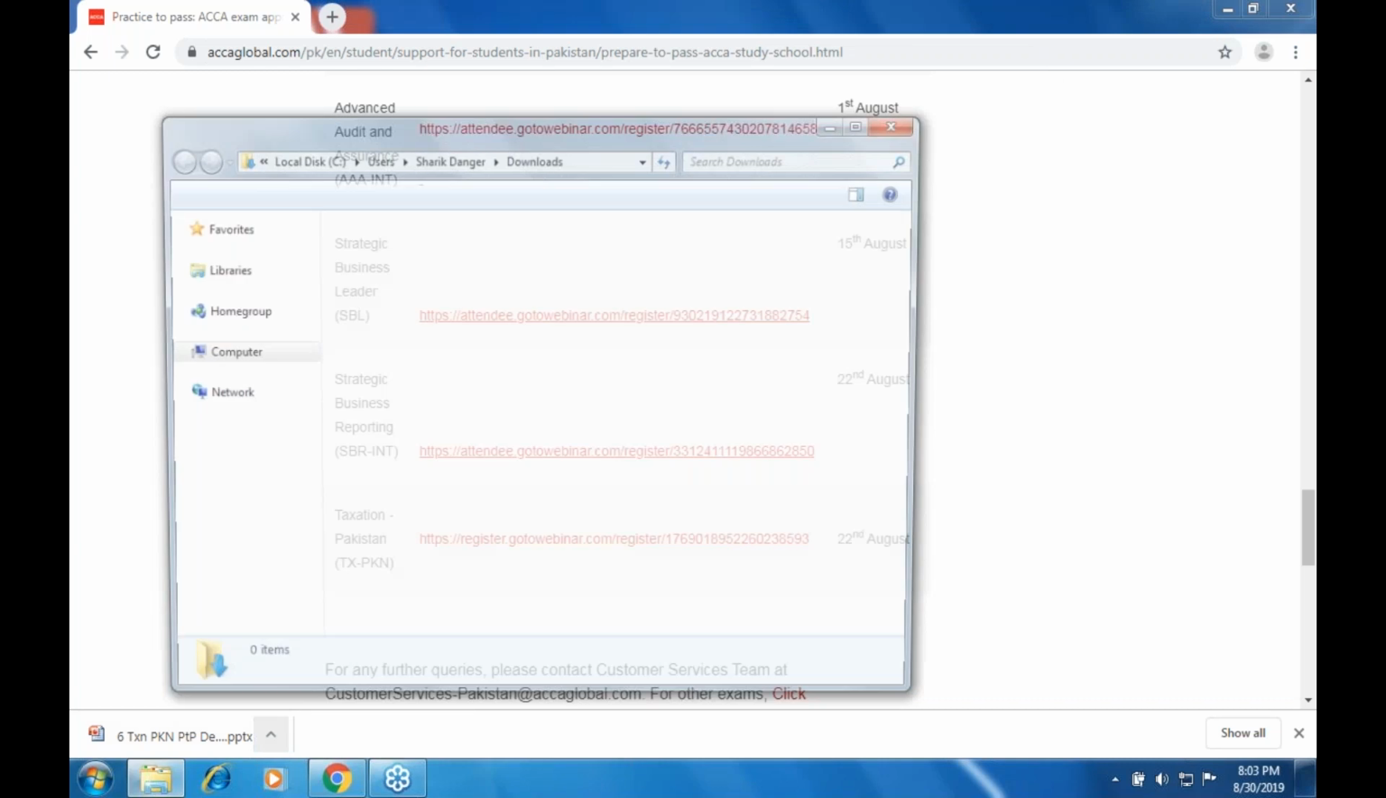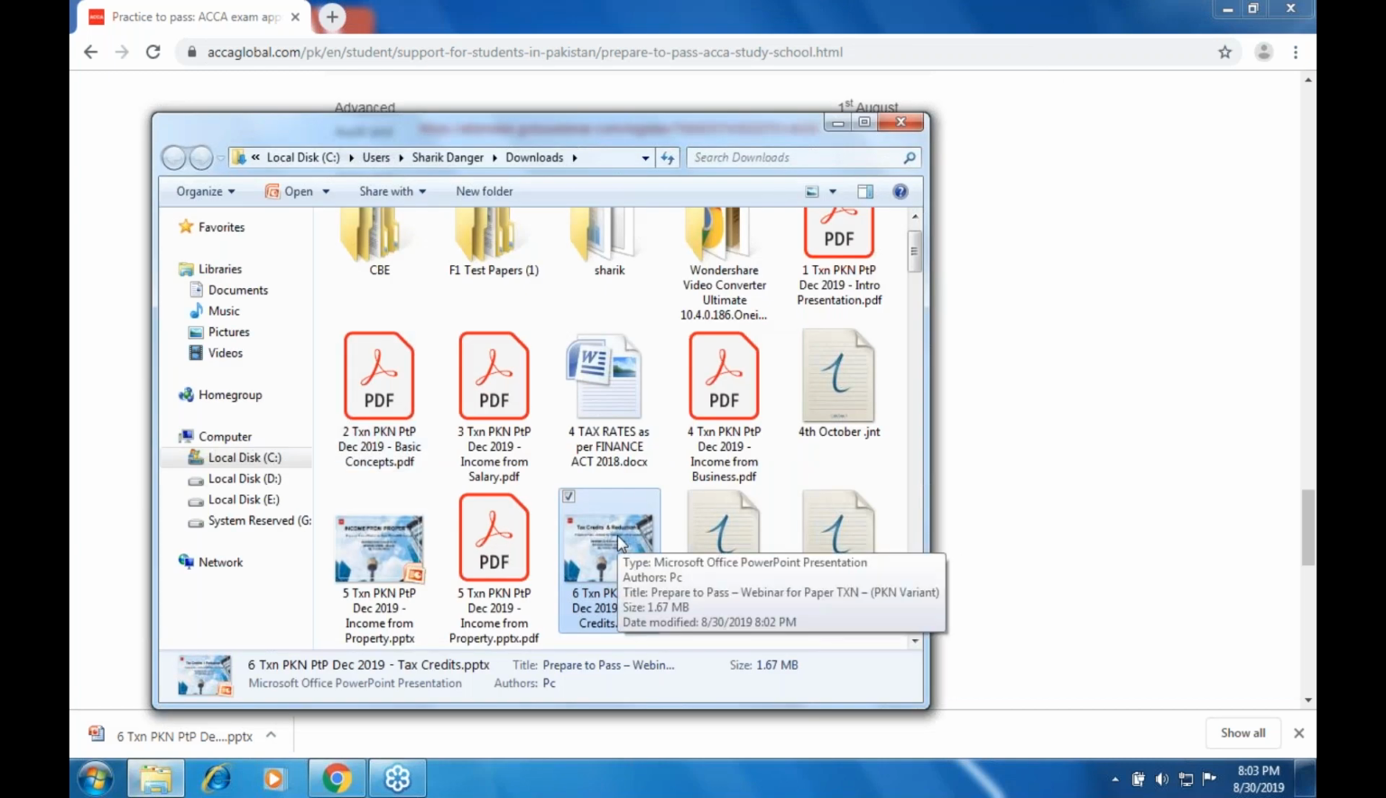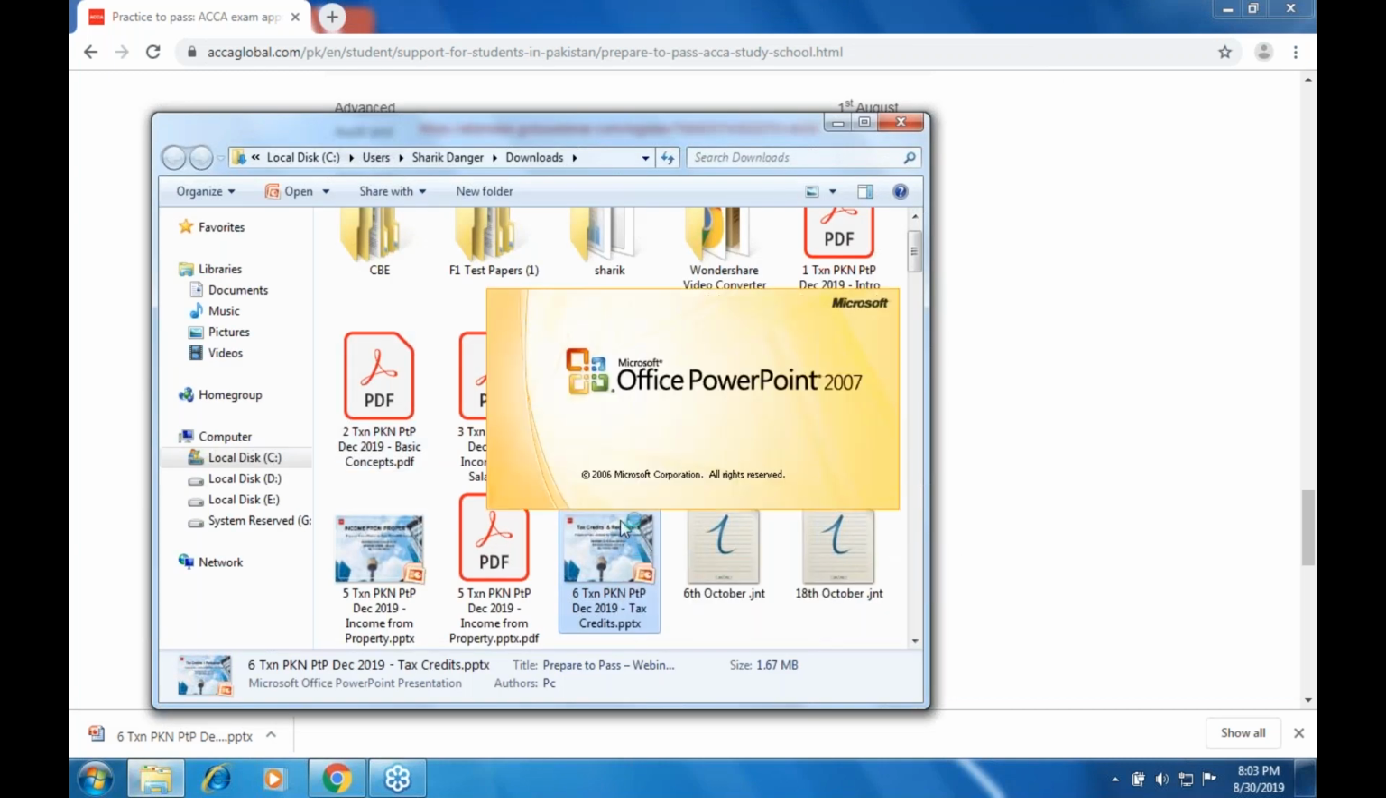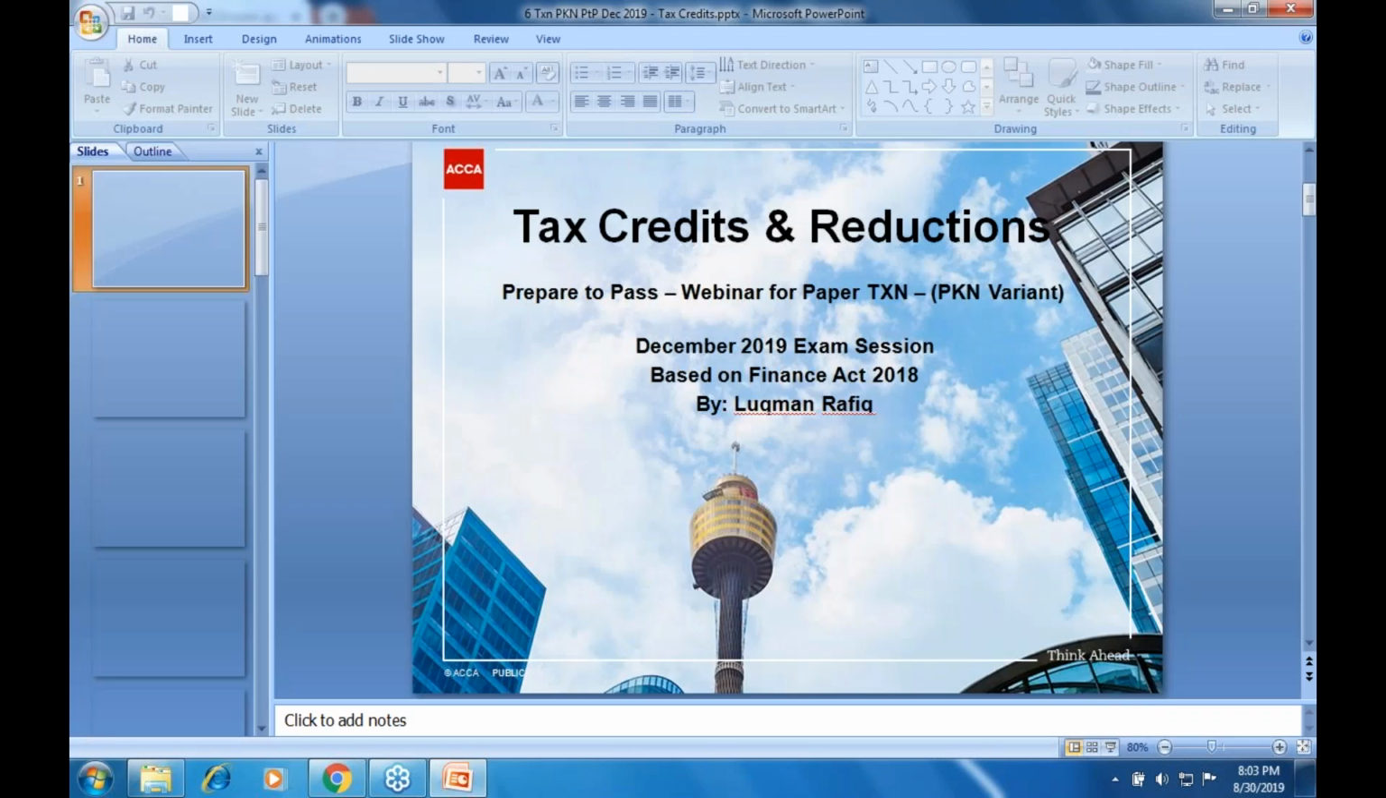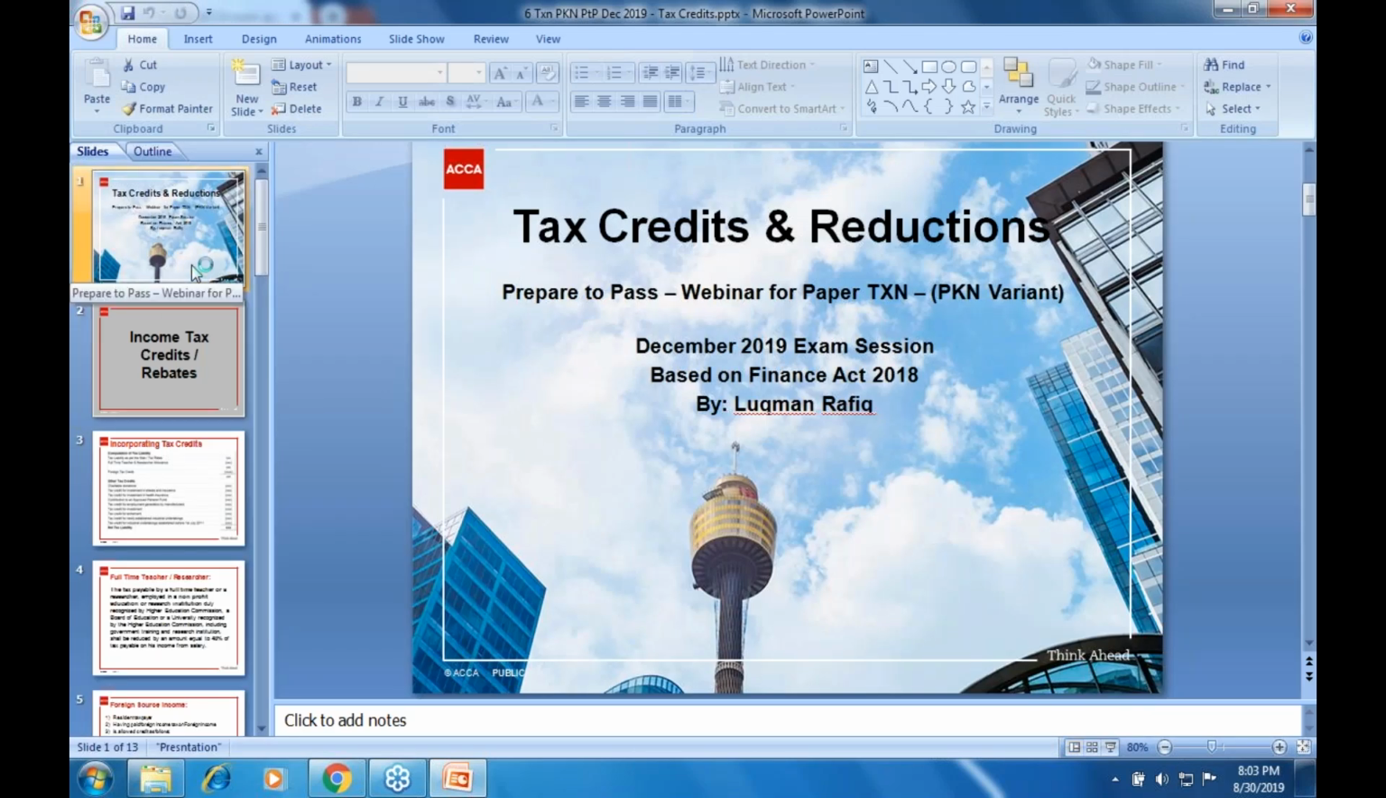We have had good 5 days, and in the previous 5 days, what I'm actually going to do is have a quick review of the things that we have discussed. So up till now, what have we done? We have gone through the income from business. We have gone through the income from property. We have also gone through the income from salary and the capital gains. This is what we have done up till now.